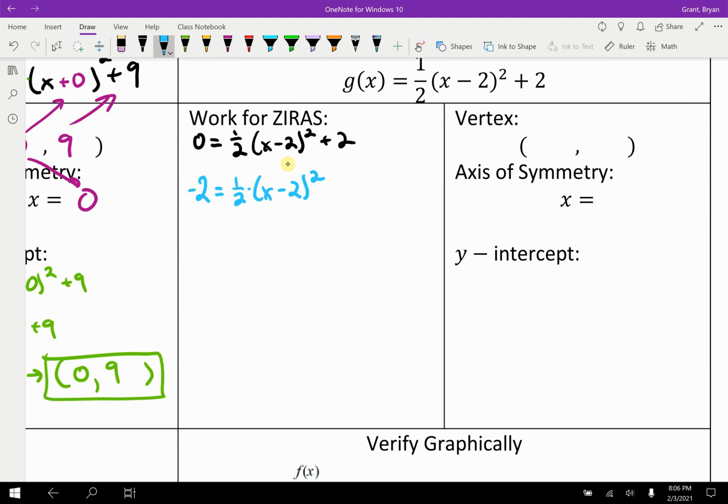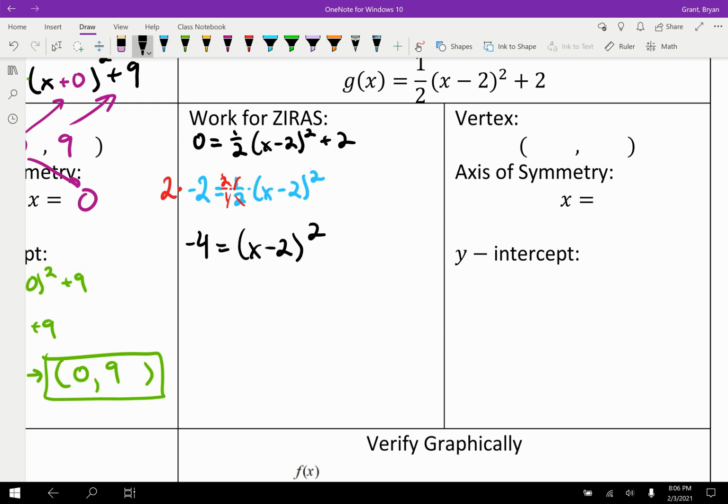Then we have to undo this multiplication here. And I will show this step because it can be tricky. This is a fraction. To undo multiplying by a fraction, we actually multiply by a fraction. And so the easiest way to do that is to multiply by the reciprocal, which in this case is 2/1. But 2/1 is really just 2. So what we're doing is we're multiplying both sides by 2. The reciprocals undo each other. 2 times -2 is -4. And then we end up with x minus 2 squared on the other side.